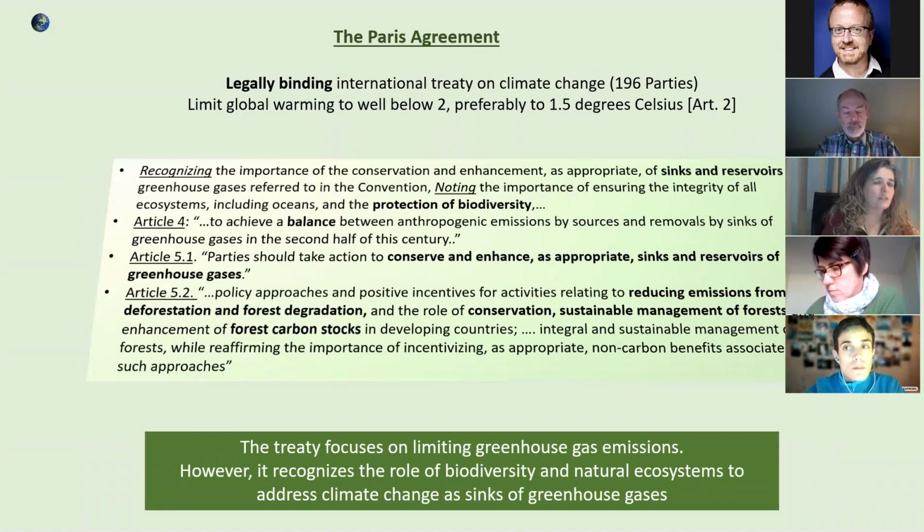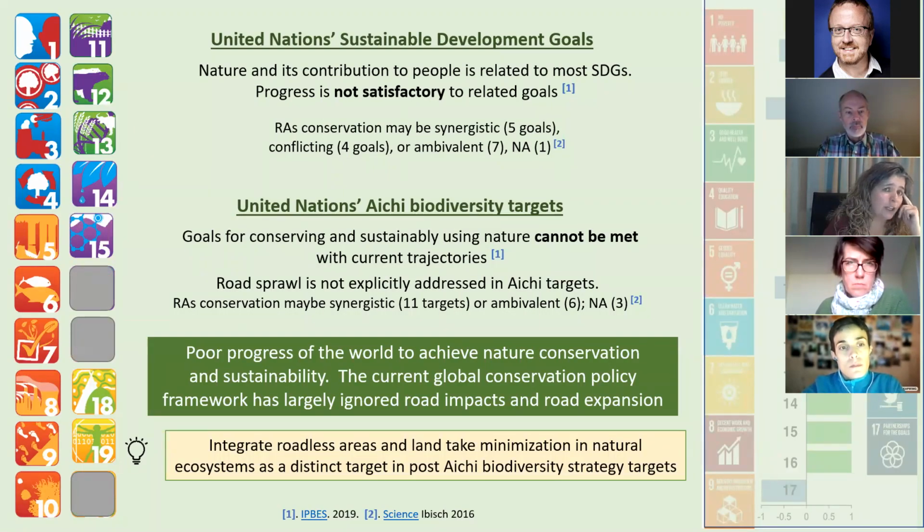I'm going to present shortly the frame. You all know the Paris Agreement. The treaty focuses mainly on limiting greenhouse gas emissions, but also recognizes the role of biodiversity in natural ecosystems in addressing climate change as sinks of greenhouse gases. We also have the United Nations Sustainable Development Goals and the Aichi biodiversity targets, which are going to be revised very soon. For both, we know that our progress is not satisfactory to achieve either the SDGs or the biodiversity targets.